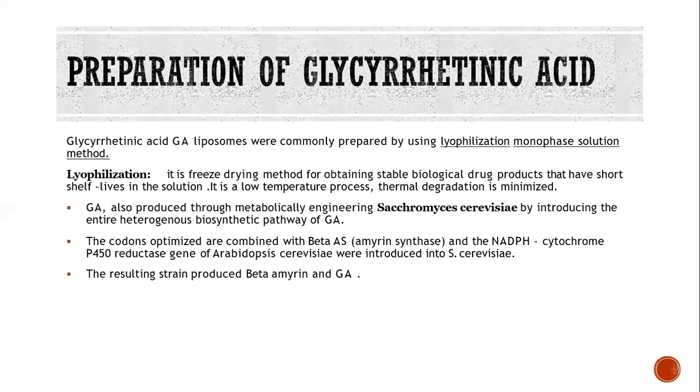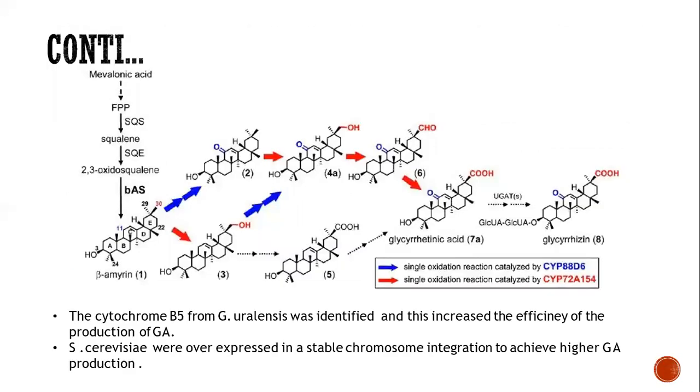The resulting strain produces beta-amyrin and glycyrrhetinic acid. Here we can see in the figure the FPP sequence combines with the BAS, through which it forms beta-amyrin 1, which reacts further and produces glycyrrhetinic acid 7A, and when it reacts with the UGTs, it produces glycyrrhizin 8.